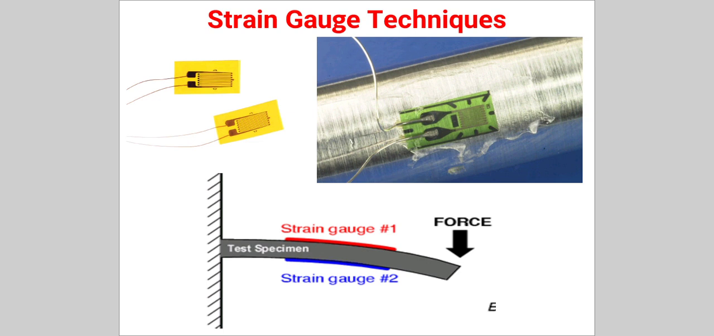Therefore, to avoid that condition, thin paper is provided. One thin paper is provided at the top of the grid element and another at the bottom of the grid element. Due to that, there is no direct contact between the test specimen and the grid element, and the sensitive element of the strain gauge is protected from environmental conditions. Due to that thin paper, we can also handle the strain gauge very easily.